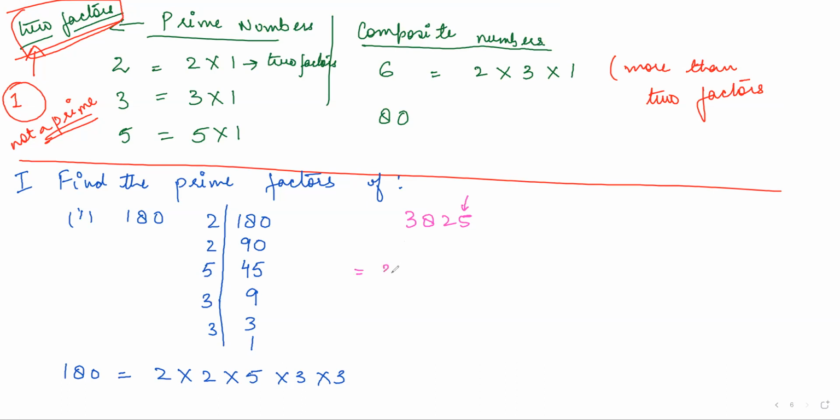It's 3 square into 5 square into 17. Is everybody getting it? Yeah, ma'am. Ma'am, just one minute. 5 square plus 3 square plus 17? No, it's not plus, it's all multiplied, right? Product of primes. Yes, ma'am, I got it.